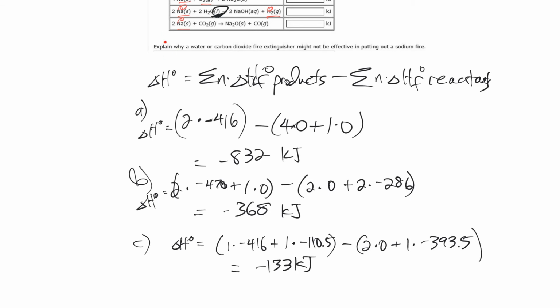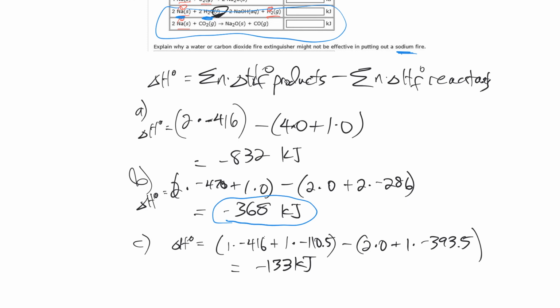And then the last bit, they have a little chance for you to explain something. Why would a water or carbon dioxide fire extinguisher not be effective in putting out a sodium fire? So if you look at the last two equations, we have sodium that reacts with water, and first of all, it gives you an enthalpy change that's exothermic. So putting water on a sodium fire actually intensifies the heat given off, not quenching it.